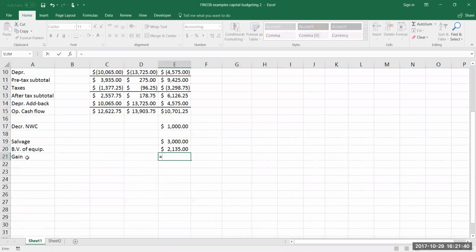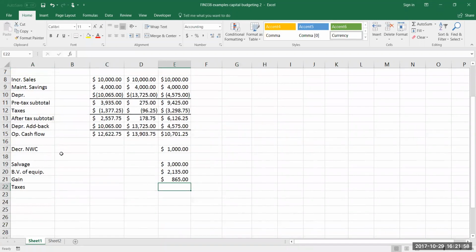So to find the gain, I'm going to take my salvage less the book value of the equipment. So salvage less the book value gives us a gain of $865. Well, if I made a gain, Uncle Sam is going to show up and he wants his cut. So we're going to have taxes.